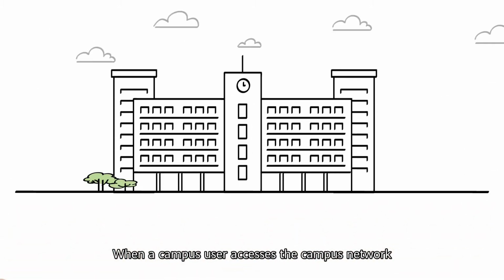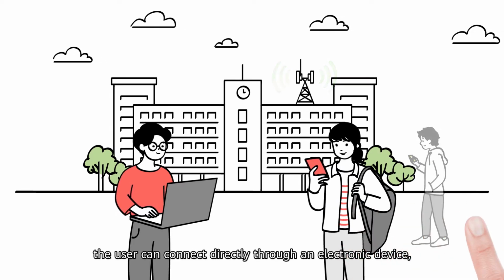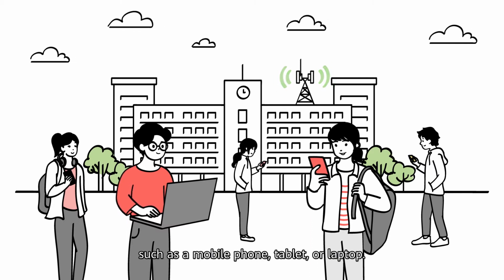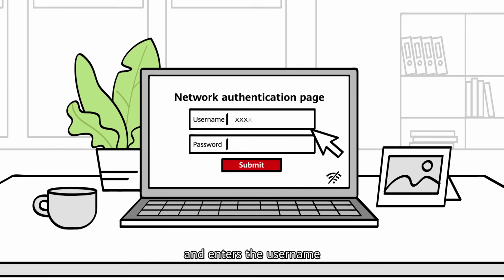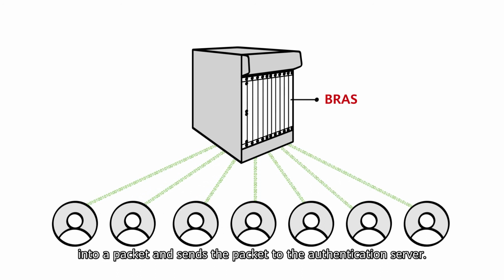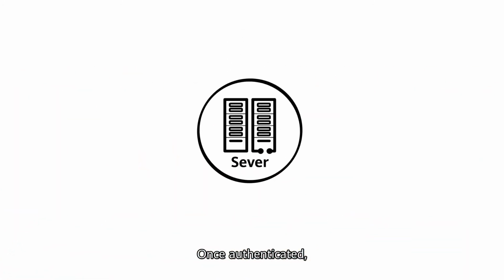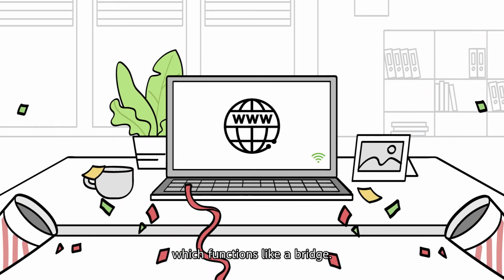When a campus user accesses the campus network for the first time in a dormitory or office area, the user can connect directly through an electronic device, such as a mobile phone, tablet, or laptop. The user opens an authentication page on the electronic device and enters the username and password for network access. The BRAS then encapsulates the username and password into a packet and sends the packet to the authentication server. Once authenticated, the user can fully access the internet through the BRAS, which functions like a bridge.